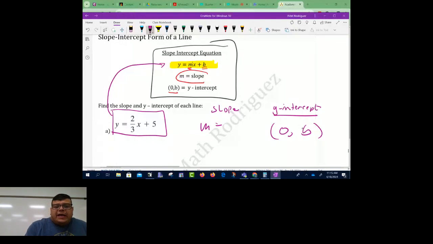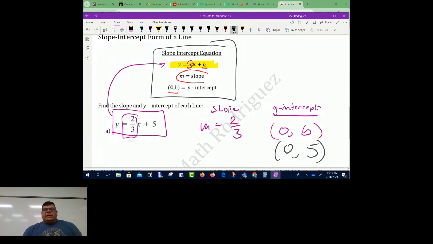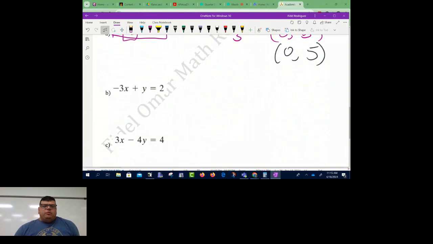So, y'all, remember, m is the number in front of my x. Well, the number in front of my x is 2/3, right? And then my y-intercept, y'all, is the point (0, b), (0, 5), okay? And that's all I'm doing. I'm just doing a little stare and compare. What's my slope? What's my y-intercept? Okay. Y'all, I'm going to do the same thing with this next problem.